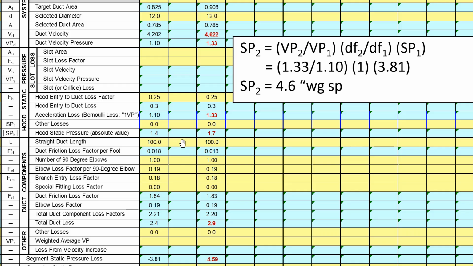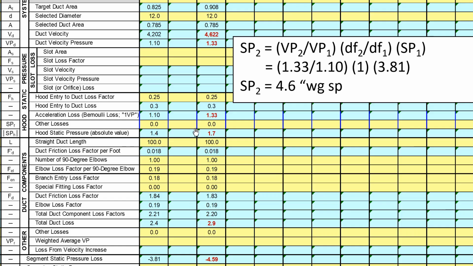In our duct section, again, our duct length stayed the same, our F sub D stayed the same, our F sub L stayed the same, F sub N stayed the same. So our total duct component loss factor stayed the same, 2.21 and 2.20. However, we're going to multiply those factors times a different velocity pressure, which is now 1.33. And when we do that, we find that our duct loss increases from 2.4 to 2.9 inches of water gauge.